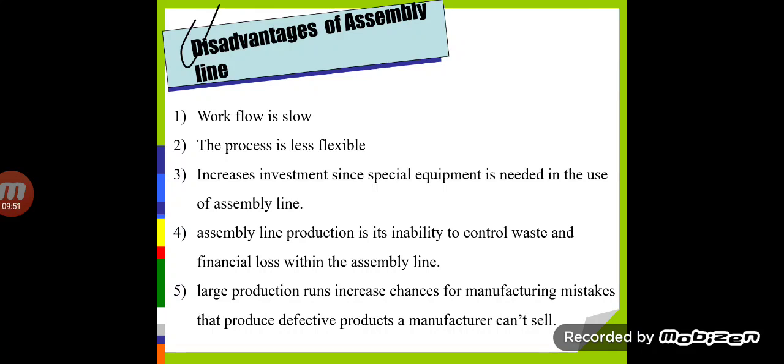Fourth one is assembly line production's inability to control waste and financial loss within the assembly line, because after starting the production system we cannot change things. Whatever wastages we are facing in the organization are because of the automated way. So we cannot control the wastage of the product and financial losses within the assembly line. Clear till here? Fifth one, large production runs increase chances for manufacturing mistakes that produce defective products a manufacturer can't sell.